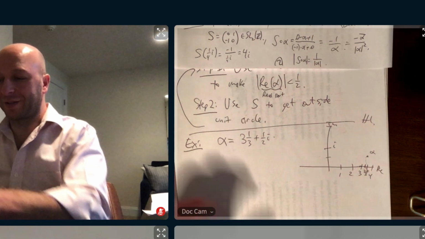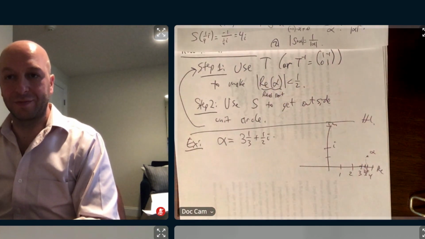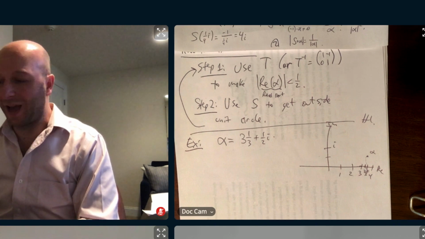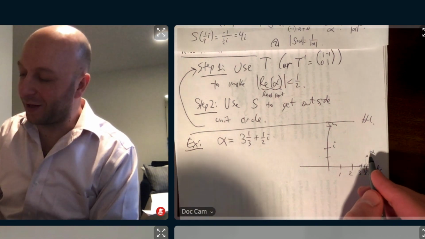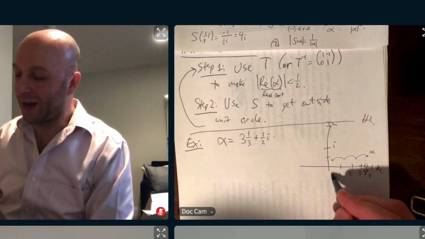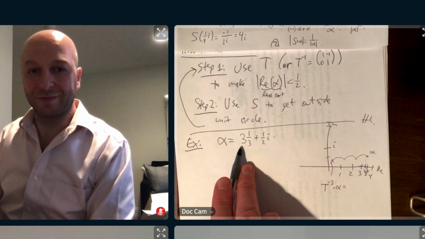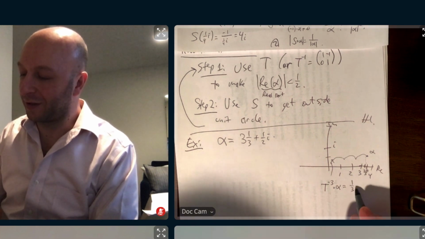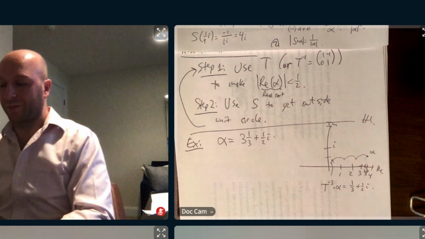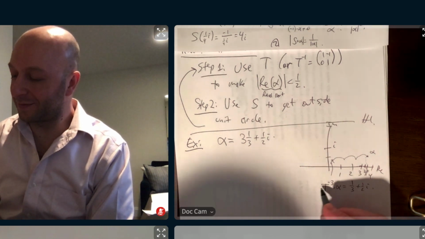So I want to reduce this. Can I reduce it by using T or T inverse? Can I make the real part more simple? Yes. So if I apply T inverse once, twice, 3 times, I get the point T to the minus 3 acting on alpha, which is, I've killed off this 3. So that's a third plus a half i. Let's call this number alpha 1.